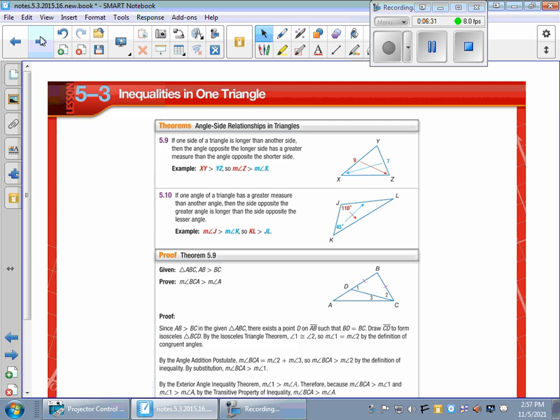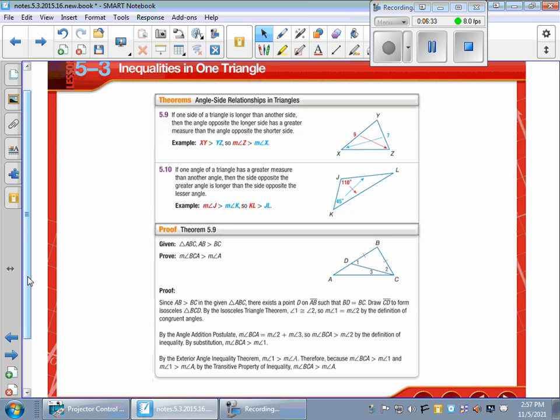So hopefully you can read this. It might be a little hard to see, so if you need to, go to your book. If one side of a triangle is longer than another side, then the angle opposite the longer side has a greater measure than the angle opposite the shorter side. So take a look. This is 7, and this is 9. The angle opposite 9 is bigger than the angle opposite 7, side length. Same in this case. So if this is 110, this side is longer than the side opposite 45.